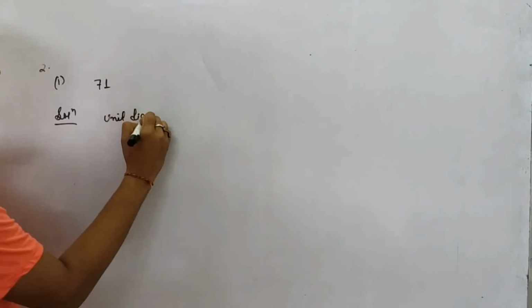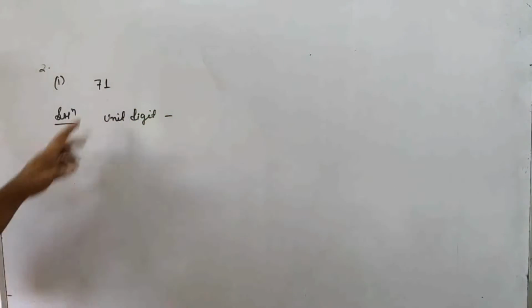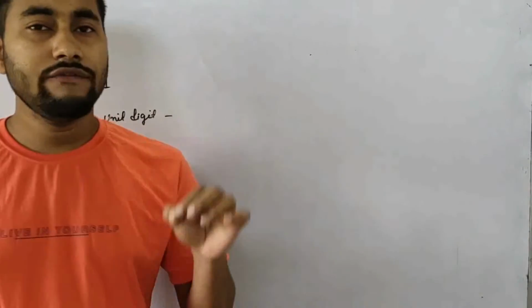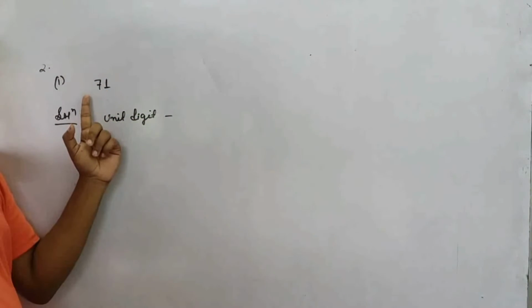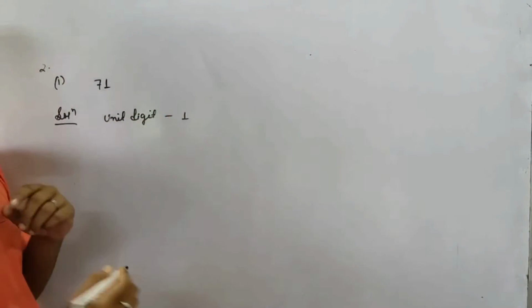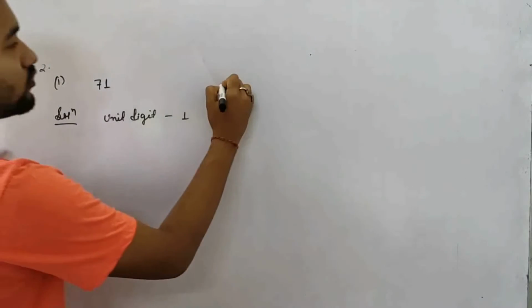Now you know at the ending position what is there? 1. If it is 1, then what is the unit digit? 1 only. 1 1 ja. Just focus on the unit digit. Forget about 7. 1 1 ja is 1. So unit digit is 1. Okay.